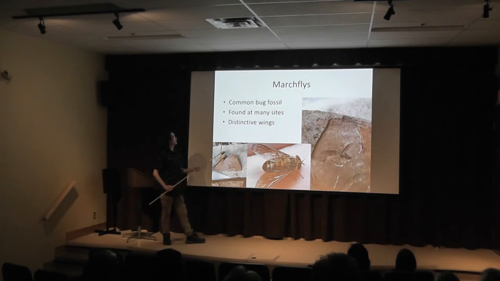A common fossil bug found in Princeton are marsh flies. They're found at many of the fossil sites and have very distinct ovaloid-shaped wings, which differentiate it from the many other insects found at these sites.